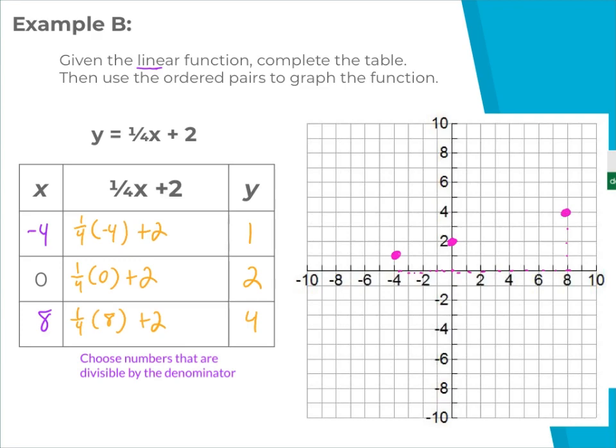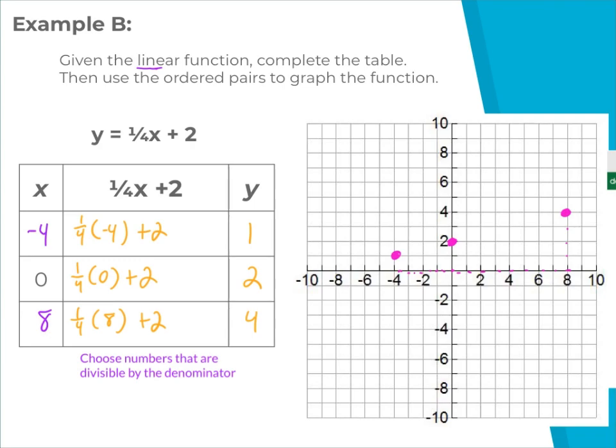This line is a little bit flatter this time. That makes sense because my coefficient is a little bit less than the one that I had before. Remember, my coefficient before was 2. This one's 1/4, 1/4 being smaller than 2. So I'm going to get a little bit flatter line.